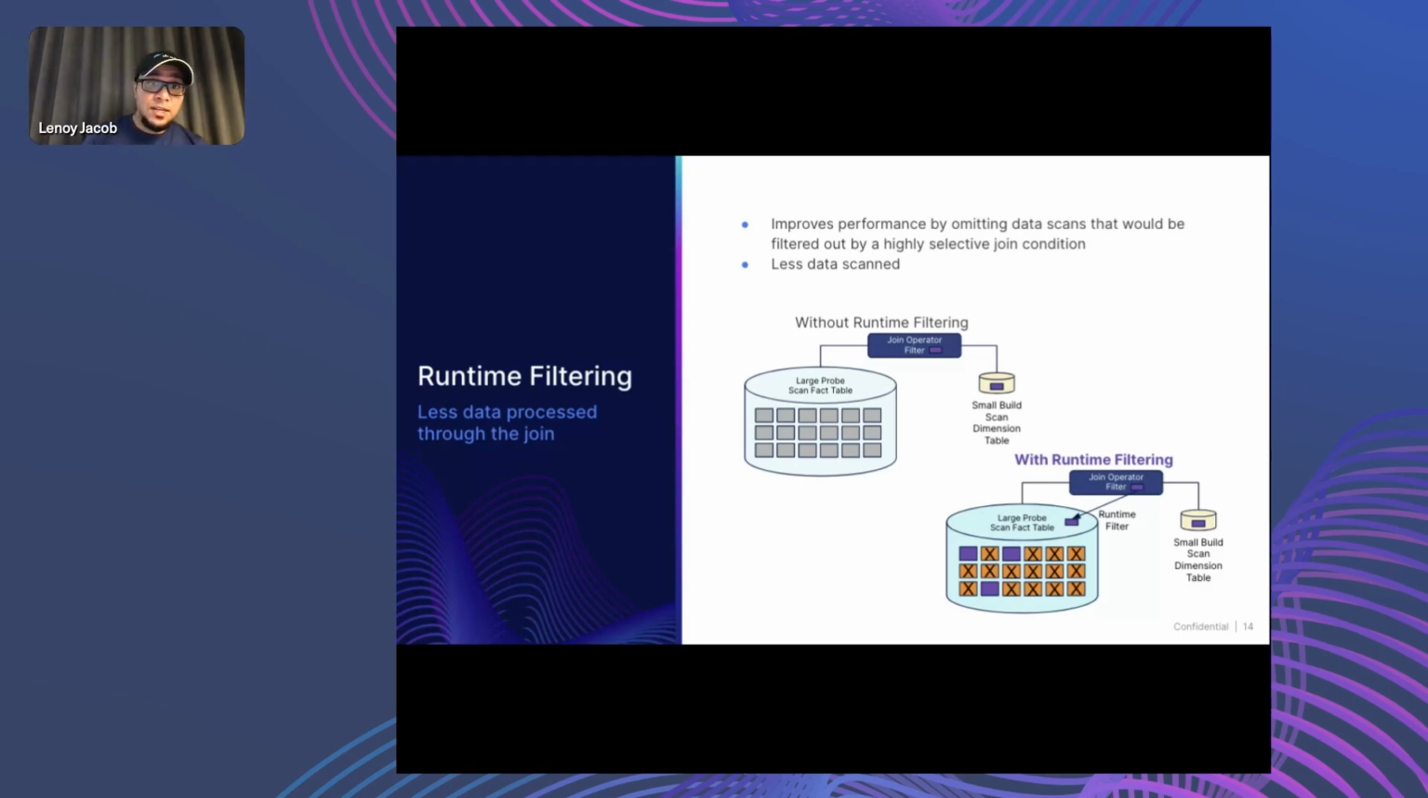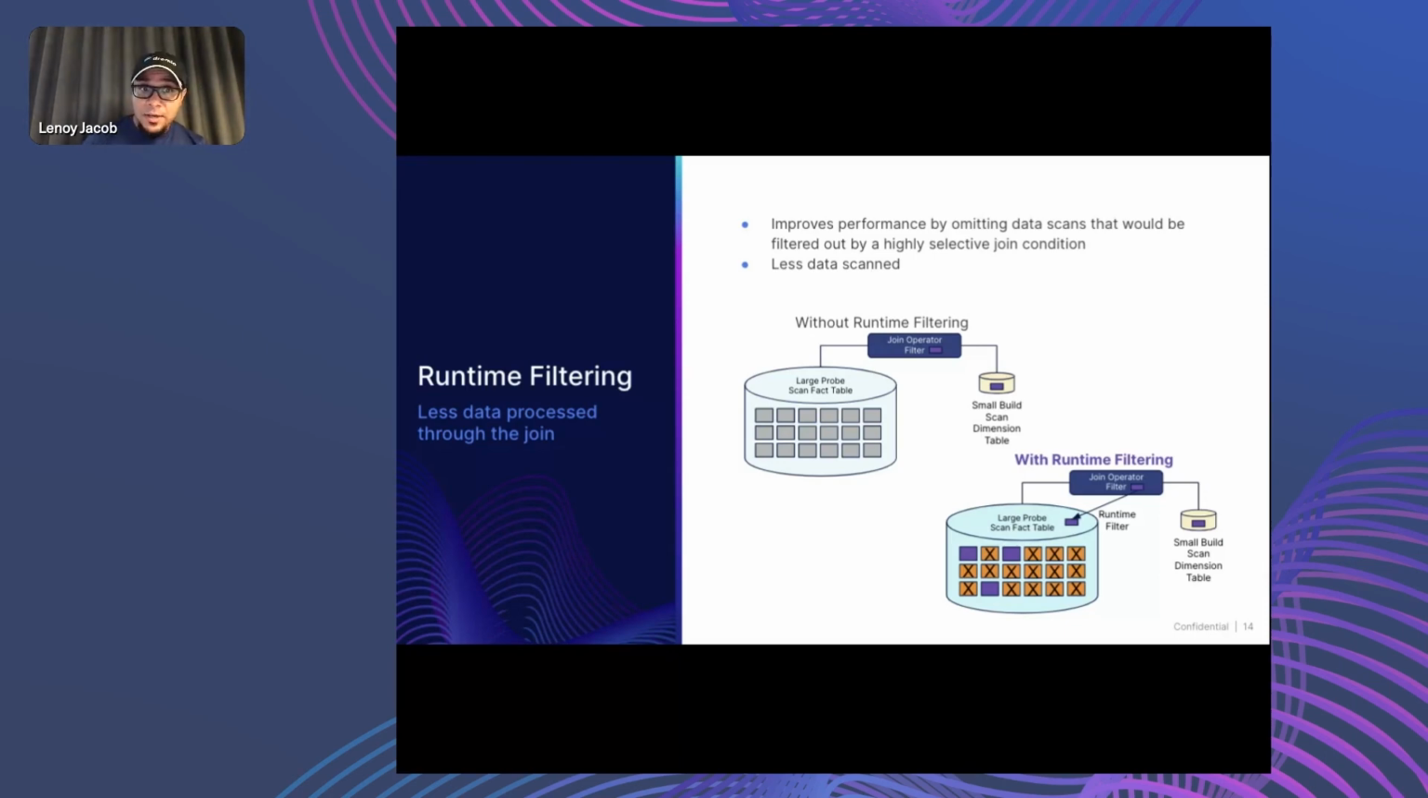Without runtime filtering, Dremio will need to read the contents of the entire fact table, as well as the entire contents of the dimension table. It will try to perform the join in memory, and then it will filter out the records that did not match the filter criteria. The bottom diagram depicts what will happen if we do have runtime filter enabled.